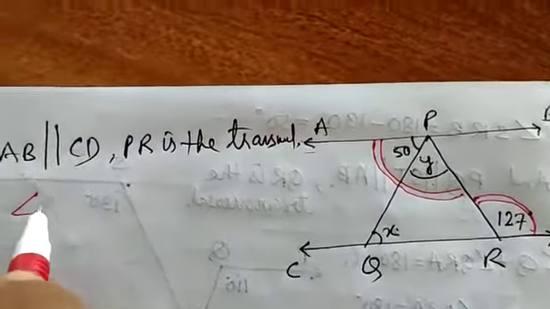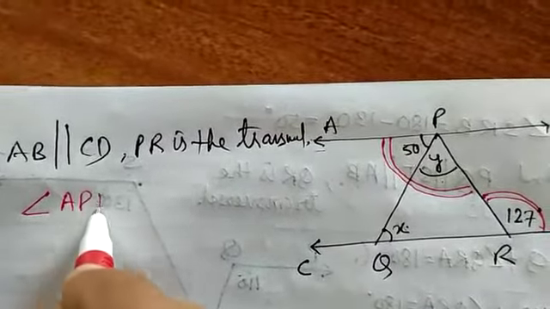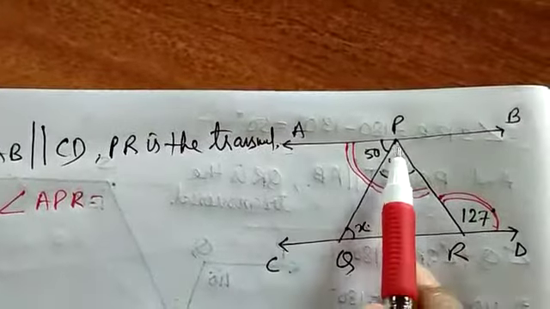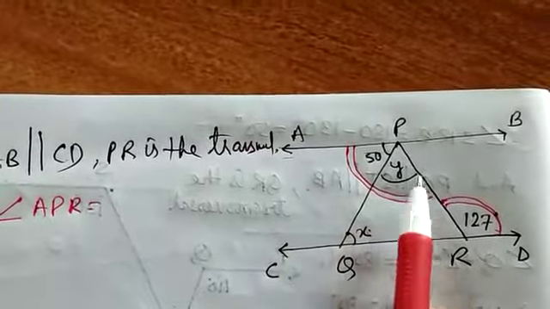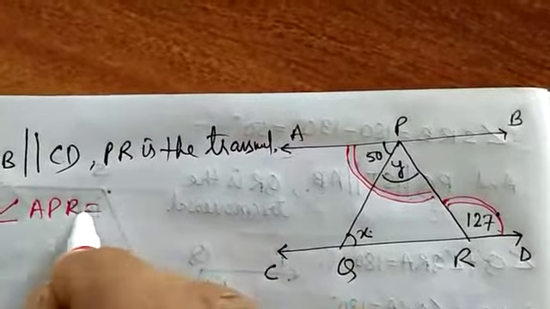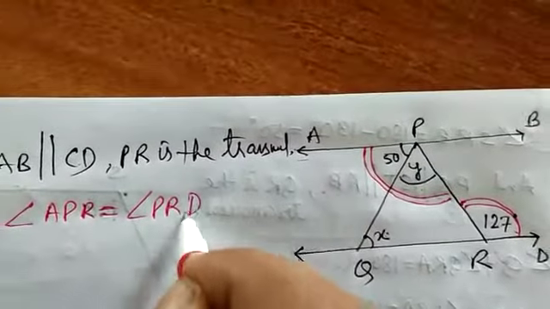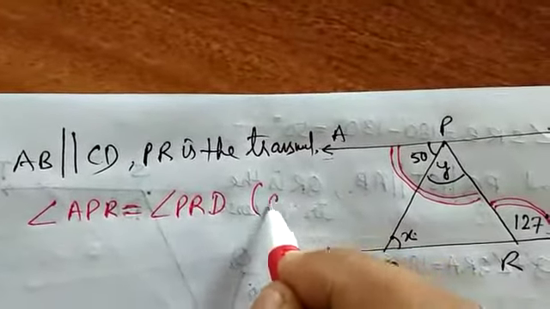So angle APR, you look nicely, APR, this complete angle, equals angle PRD. And what type of angles are there? Alternate interior angles.